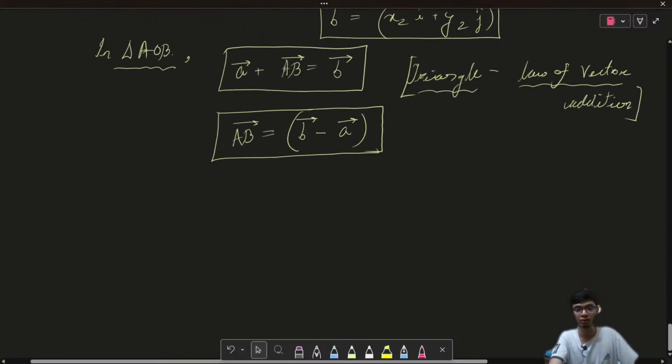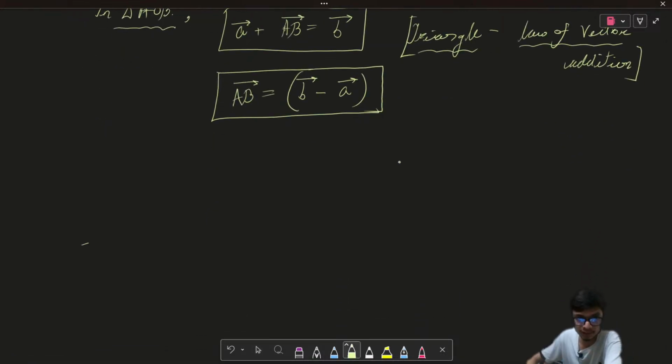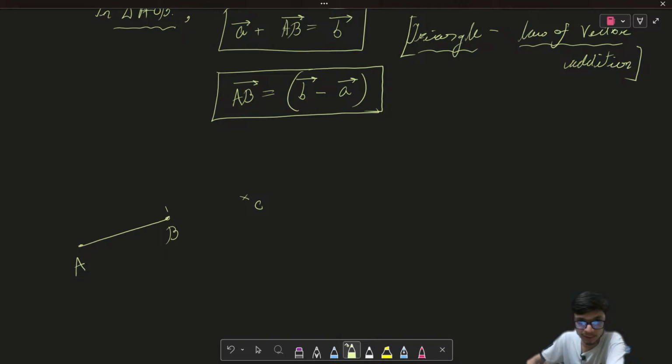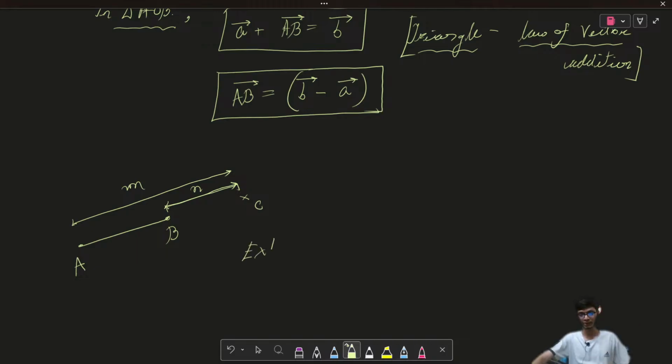However, if I ask you this particular problem, we have already seen this kind of problem in our coordinate geometry. If my line segment AB is there over here, but I am taking a point C which divides this particular line segment externally in the ratio m is to n, I hope you understand this particular part. So this is basically known as the external division.